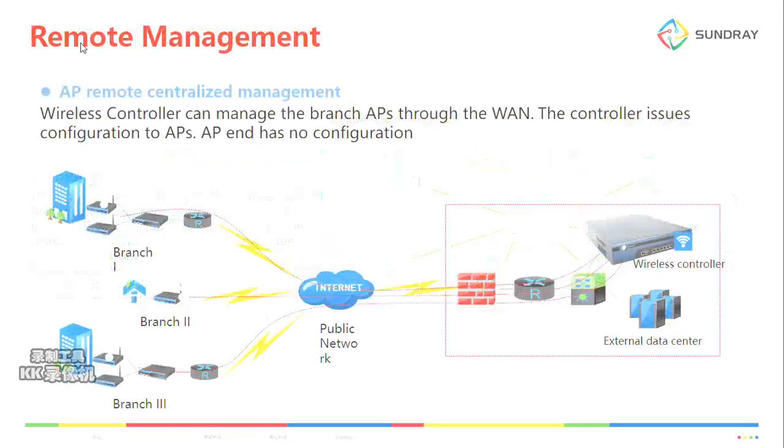And here, this is what we said: remote management for the controllers and the access points. We can do the port mapping for the controllers to the internet, and the access point will go through the internet. It will build a control tunnel from the controller to the access point.